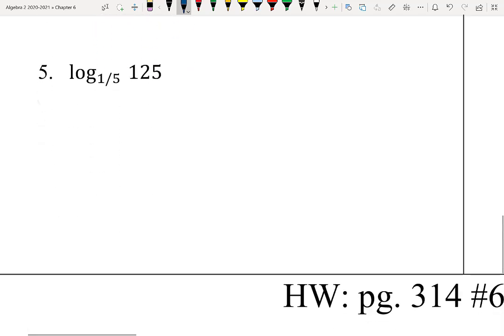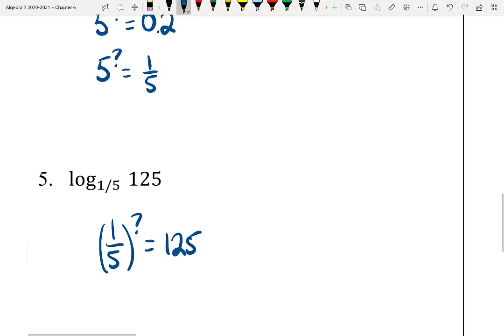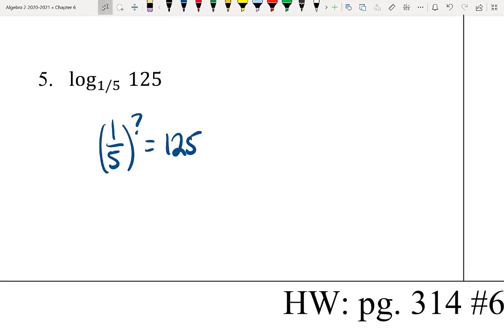Last but not least, number 5 here. We've got log base 1/5 of 125. So that's what we're trying to evaluate here. Again, I'm going to rewrite this into exponential form. That's asking us, 1/5 to what exponent would give me 125. Now, similar to number 4 that we were just looking at, if I'm trying to start with a fraction and end up with a whole number, the only way that's going to happen is if my exponent here is a negative, because that's going to flip my fraction over, just like our regular exponent rules.